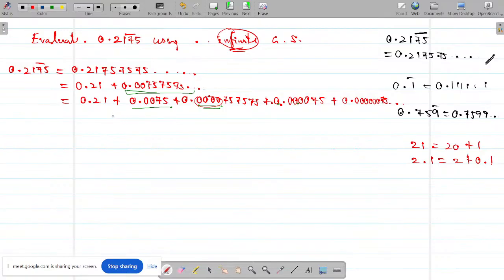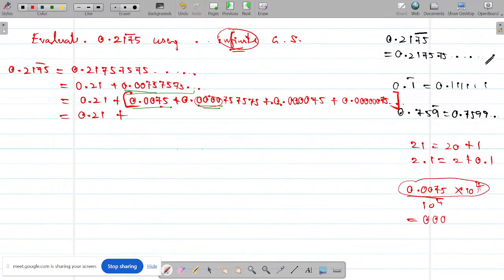Okay. So first one, I keep it as it is, 0.21. Hereafter, I'm going to have 7575 repeated. Actually, check whether I can write this way, into 10 power 4 divided by 10 power 4. What is into 10 power 4? Talk about only up to the numerator. What happens if I multiply by 10 power 4? The decimal will be shifted to the right-hand side. So this will become 0, 0, 0, 7, 5. Why? 1 place, 2 place, 3 place, 4 place, because power 4.